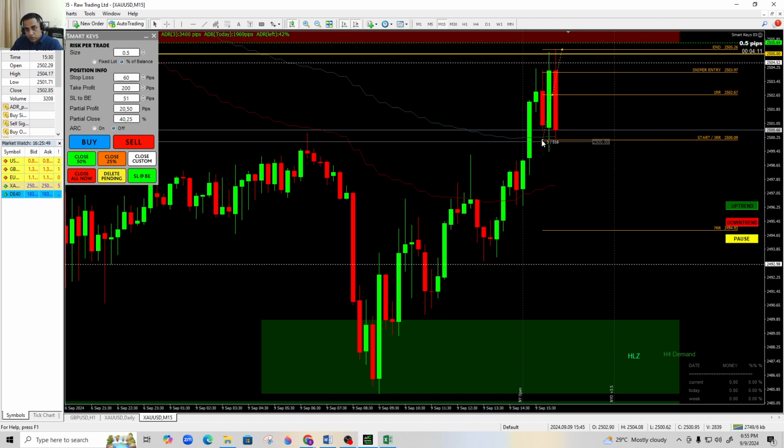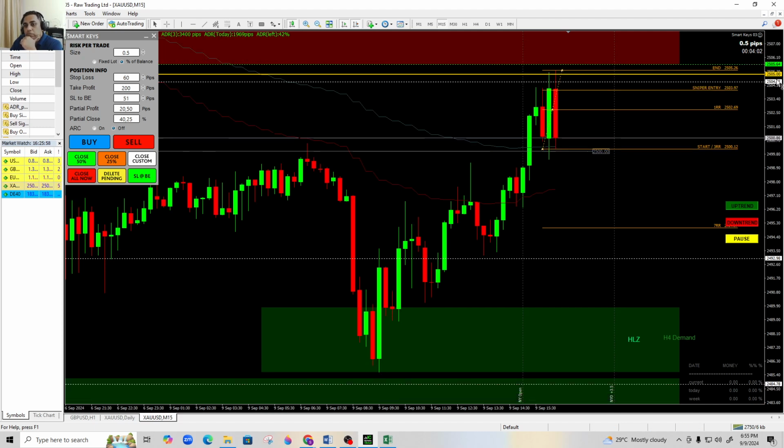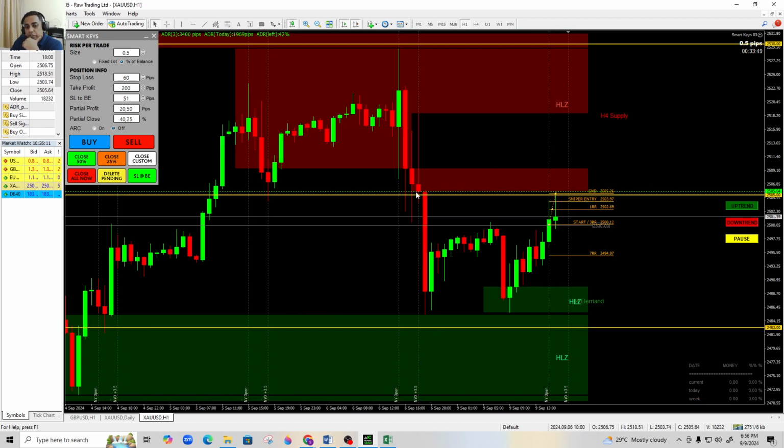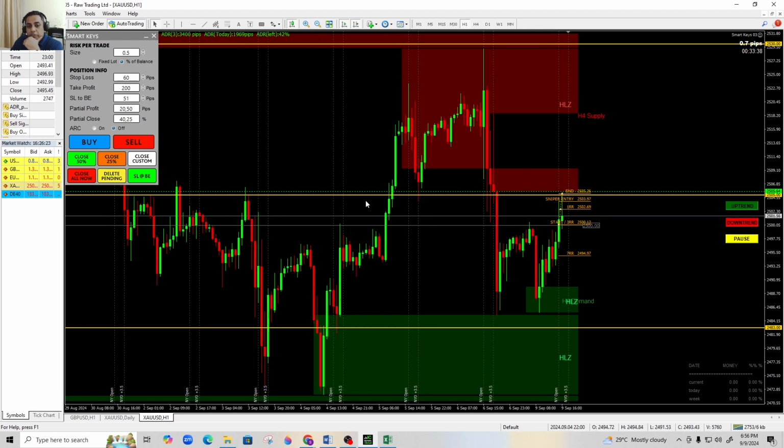I would reduce my risk if I took a trade here, because it hasn't touched that red box. I would have loved it to touch that red box, touch that line, or even go further up, but it hasn't. And we're rejecting that weekly resistance.